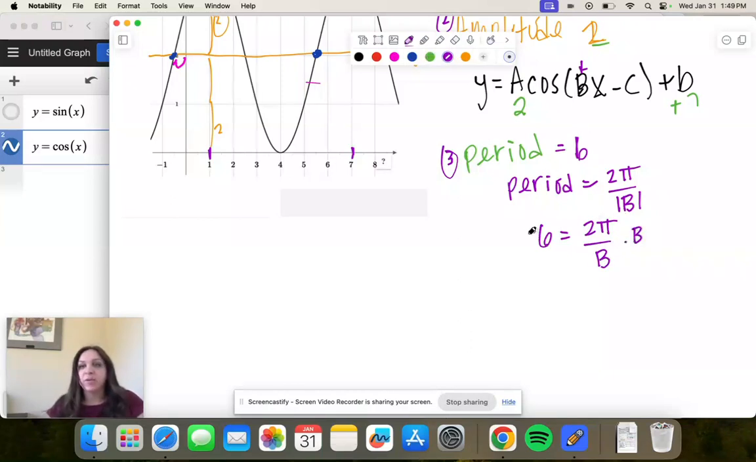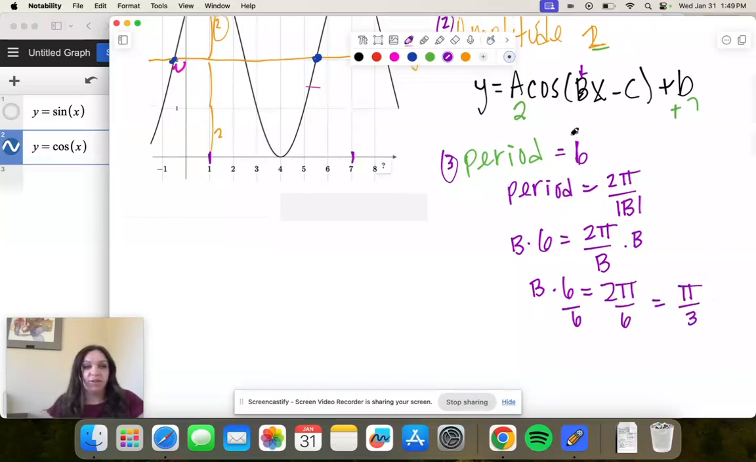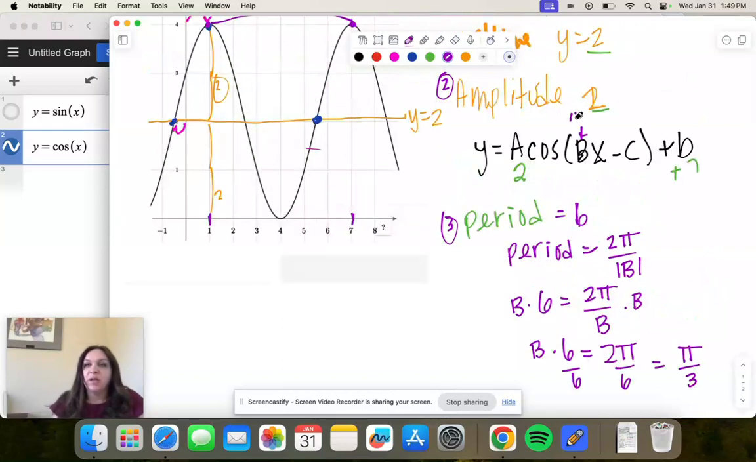And you can solve if you can't see what it should be. So multiplying both sides by b, I get b times 6 equals 2 pi. And then divide both sides by 6, and 2 over 6 reduces to 1/3. So it'll be pi thirds. So b is pi thirds. And then I'm going to rewrite this here.